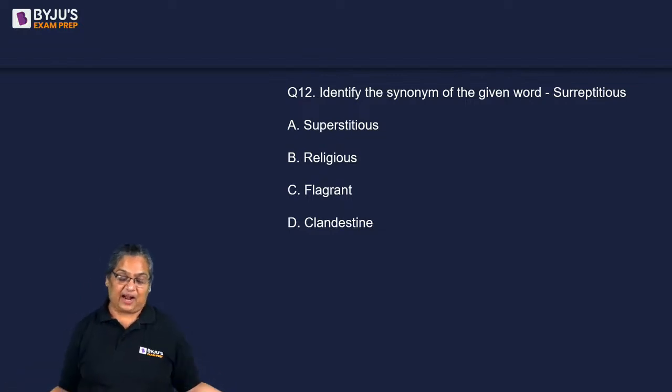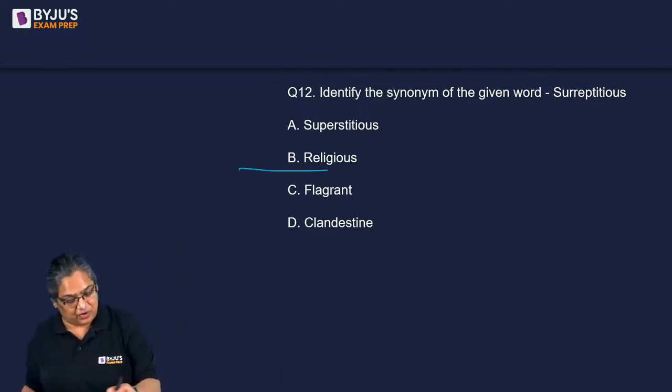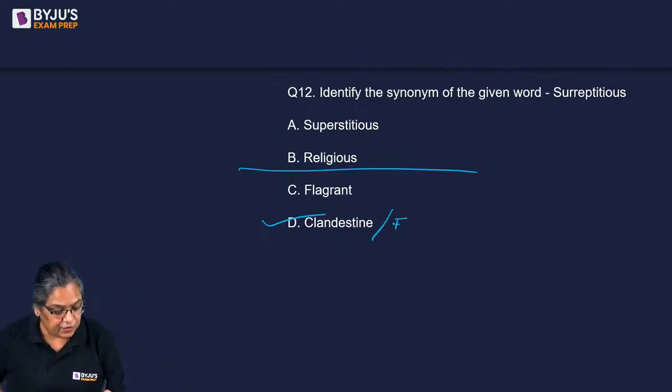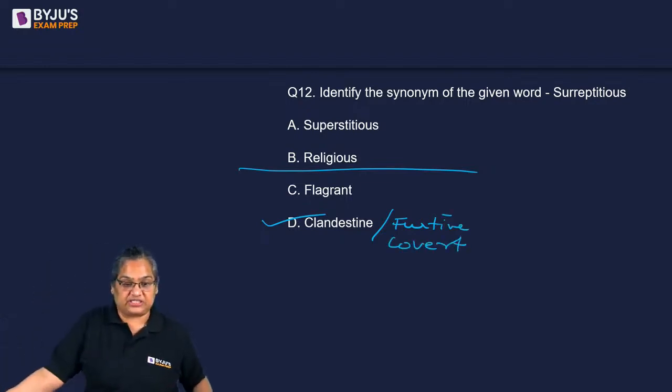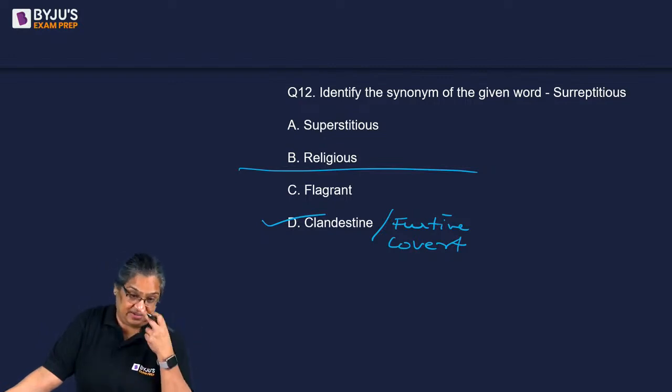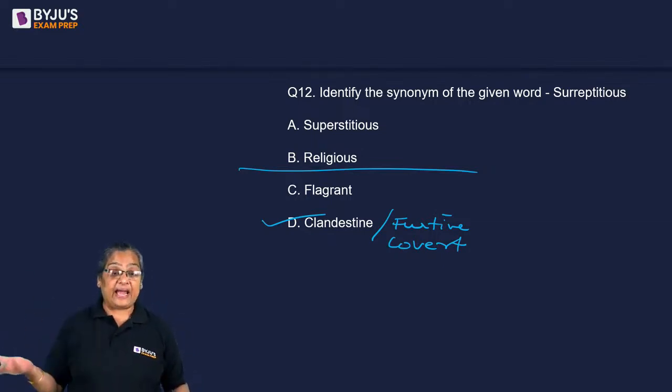Which word here means secret? Can't be religious, can't be superstitious. So these are gone. Out of flagrant and clandestine, which one do you think means secret? Clandestine. Surreptitious, clandestine, furtive, and covert. These are the 4 words for secret generally asked. Surreptitious meeting, clandestine meeting we say. Clandestine means secret. Nobody knows about it. They met surreptitiously. So something done in secret without anyone's knowledge is called surreptitious, clandestine, furtive, or covert. Opposite would be overt, open, explicit.